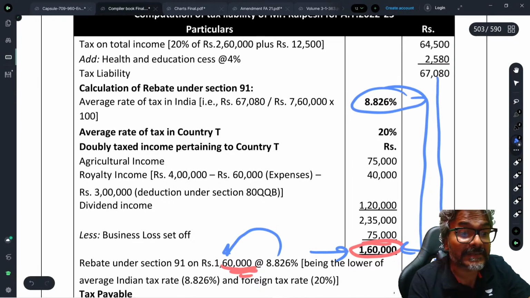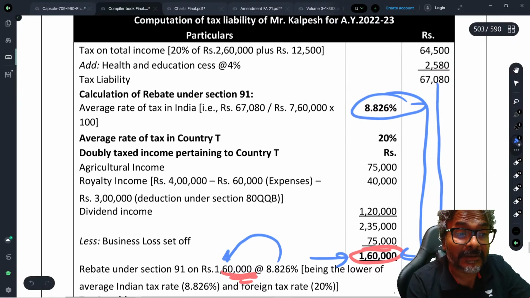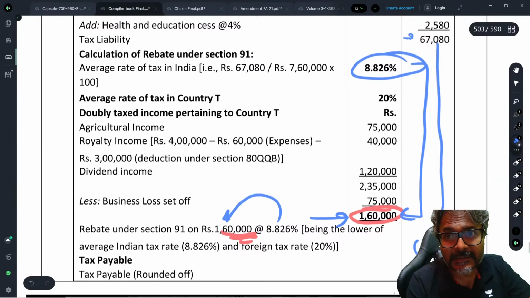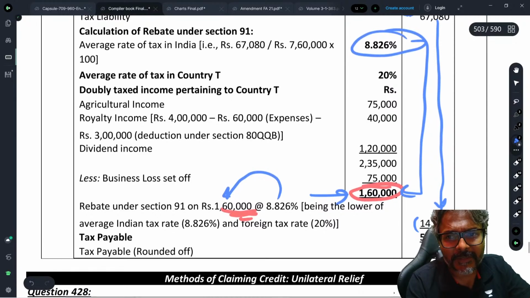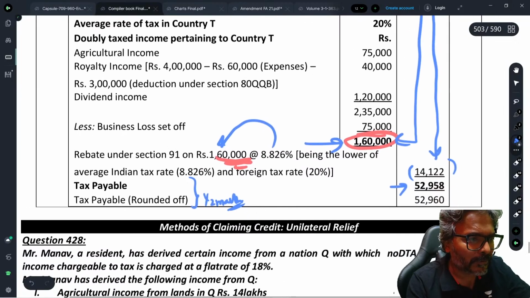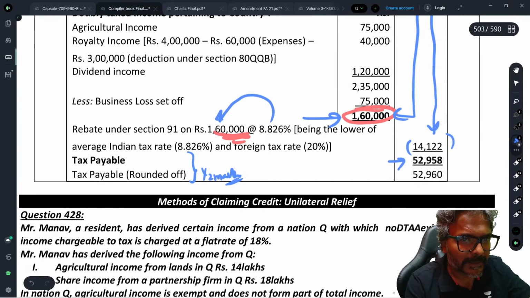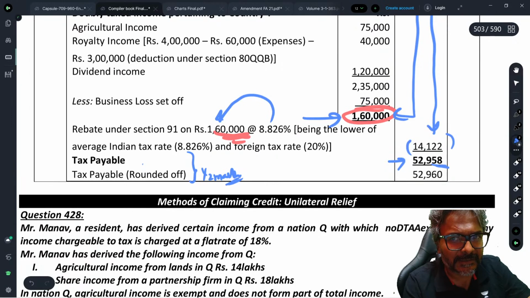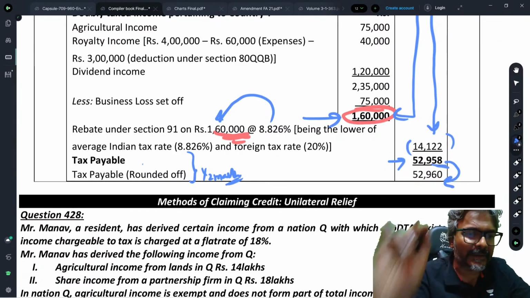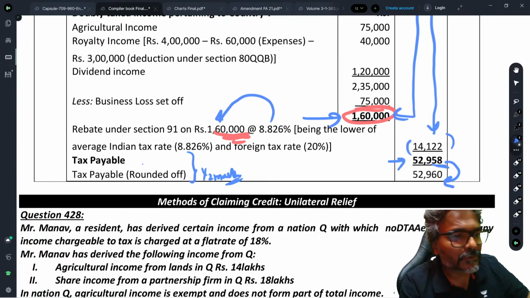How much is the tax? This tax liability, which is till HEC, is 67,080. Then finally the tax payable is 52,958. Please do the rounding off. Are you aware there is a rounding off? You get half marks. Are you aware of this one, students? Half marks is given. Tomorrow you will remember me for this. Tax payable is 52,960. Do a rounding off to the nearest 10, not 100. Don't round off to 100 and come. So do the nearest 10.